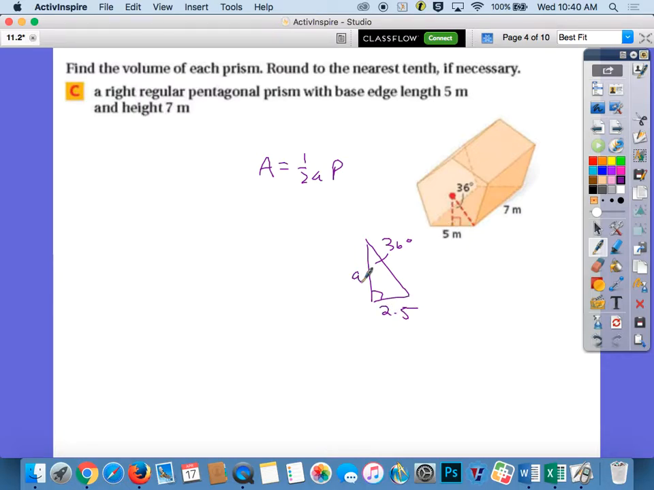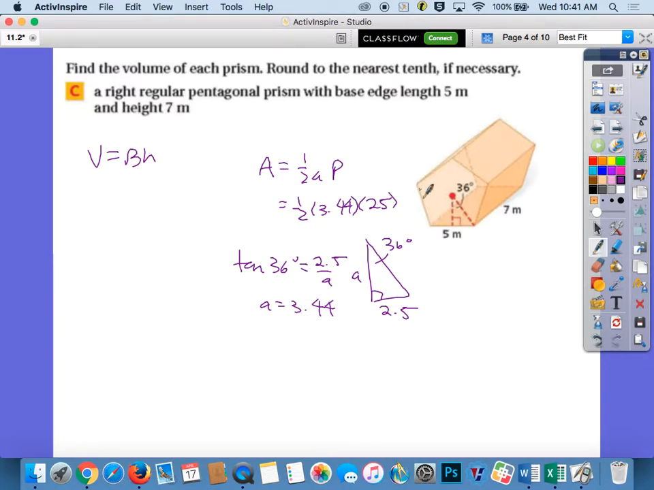We want to find our apothem, so I'm going to use tangent. Tangent of 36 degrees equals opposite over adjacent. We solve that and we end up getting that our apothem is going to be 3.44. So my area of my base is going to be 1/2 times 3.44 times 25. My perimeter is 5 times 5, which is 25. Crunch those numbers, guys, and you end up getting approximately 43 is what I got on my calculator.